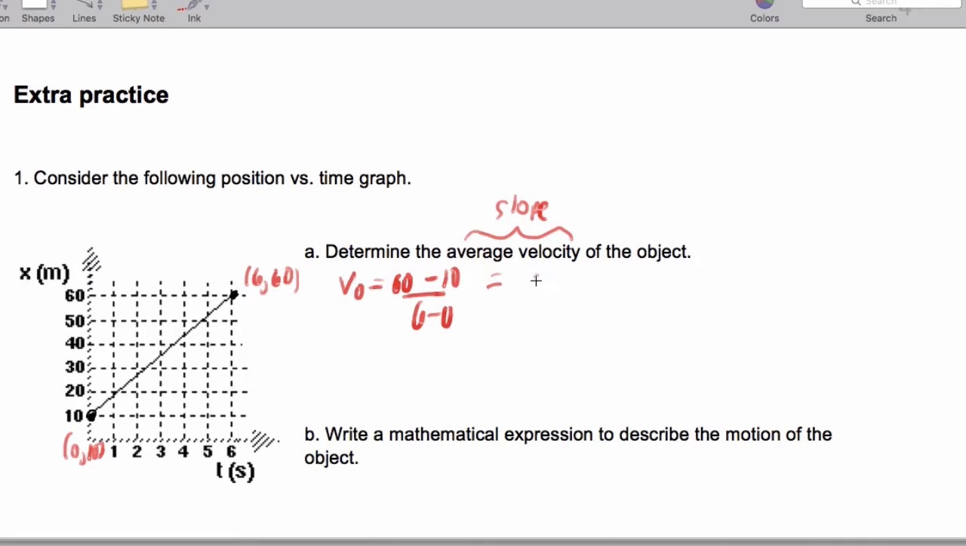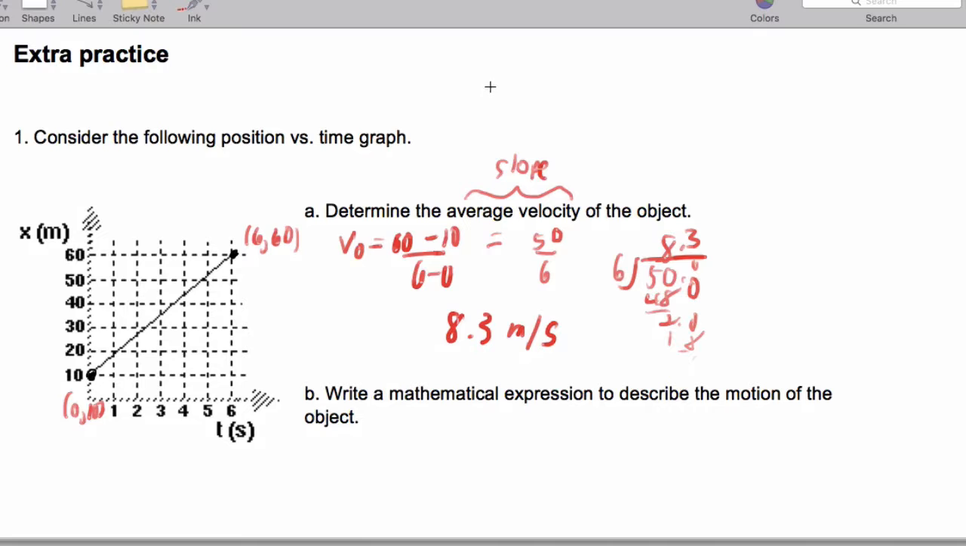It's going to be 50 over 6. This is going to be the grossest looking slope. 8 times 6 is 48, 20. Long division. So we're going to say 8.3 meters per second. Sorry, I just like whole numbers when I do questions, and when I get 8.3 as an answer, that just really disturbs me.